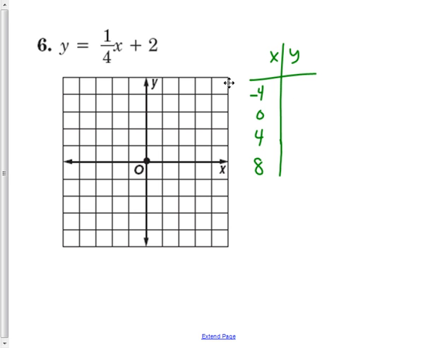So -4 times 1/4 would be -1. -1 plus 2 would be 1. 0 times this would be 0, plus 2 is 2. 4, well, 1/4 of 4 is 1, plus 2 is 3. And 8, 1/4 of 8 would be 2. Okay, because you'd have 8 over 1, and then this would be a 2, this would be a 1, so you get 2 over 1. 2 plus 2 is 4.